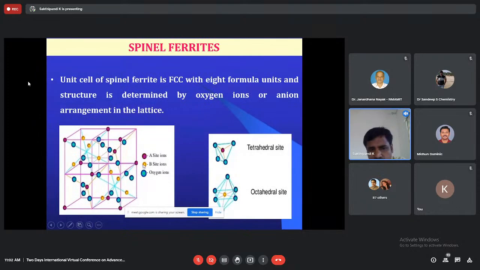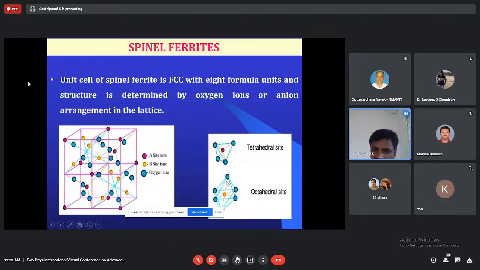Here in spinel ferrites, the A site will be surrounded by tetrahedral atoms, and the B site, the yellow one, will be surrounded by the octahedral sites. So the magnetic property of the material depends only upon how the A atoms and B atoms are surrounded by these two different sites. So generally the magnetic property of the octahedral site minus the tetrahedral site is the net magnetic property of this material.